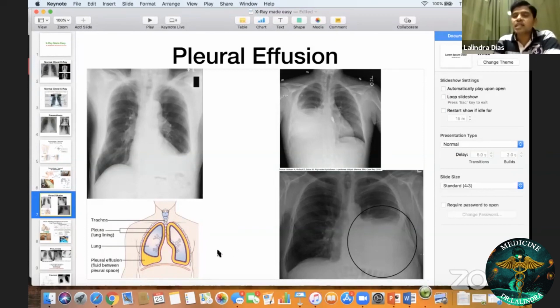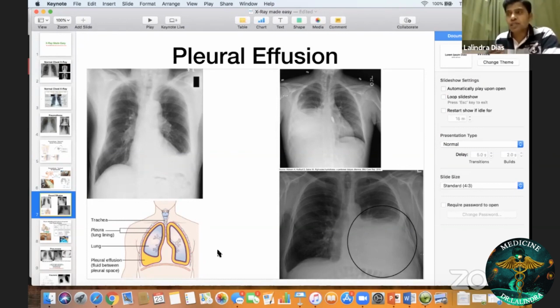Guys, what are the clinical features of a pleural effusion? The patient usually presents with shortness of breath, dyspnea. Sometimes they might complain of dull aching pain on the side of the pleural effusion. Why is that? There's a lot of water, so heavy lungs, heavy thoracic cage, and that might cause dull aching pain. But usually they present with shortness of breath.